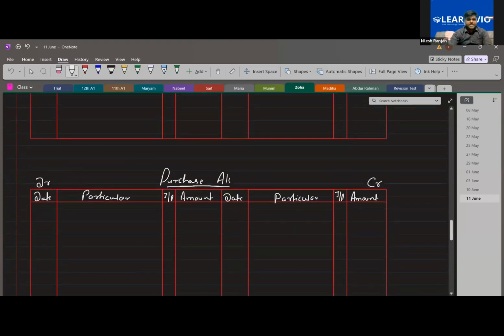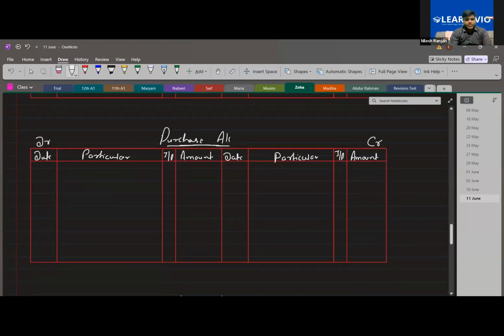This is the purchase account. In whichever account we are entering the transaction, we have to see on which side of the journal entry that account is written. Can you tell me on which side purchase account is written? It's written on the debit side. So there will be an entry on the debit side, and you have to write the opposite name, right? So it'll be to Harish account. Very good.